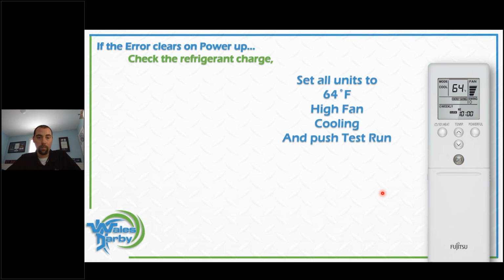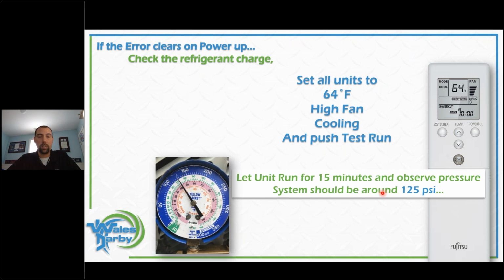We want to observe the system for about 15 minutes, watch the system run, and we should sit about 125 PSI. If I'm not sitting at 125 PSI and the outdoor fan's running full out, I mean the compressor's not running all out, then we might have some refrigerant issues. And I would say we probably do if the error code cleared up when you repowered the system. It is most likely a refrigerant issue.